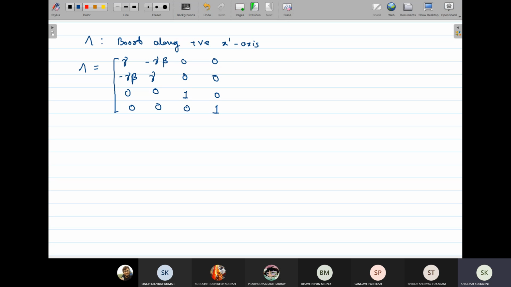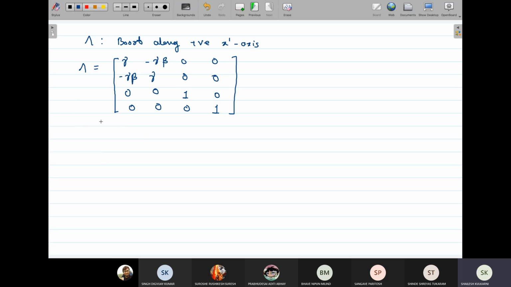And this will be 1 because z goes to z. So this is my particular Lorentz transformation. This is not the most general Lorentz transformation; these are some particular Lorentz transformations. And under this, I want to discuss the transformation of electric and magnetic fields.